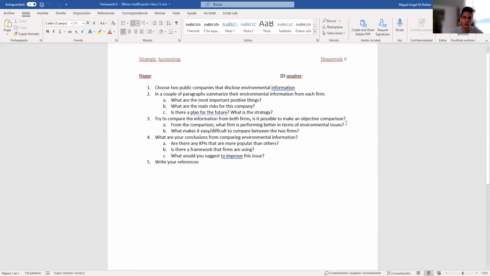According to you, which firm will be performing better in terms of environmental issues, and why? Then after that, what makes it easier or more difficult to compare between these 2 firms? That's another question that you should be answering in your report.